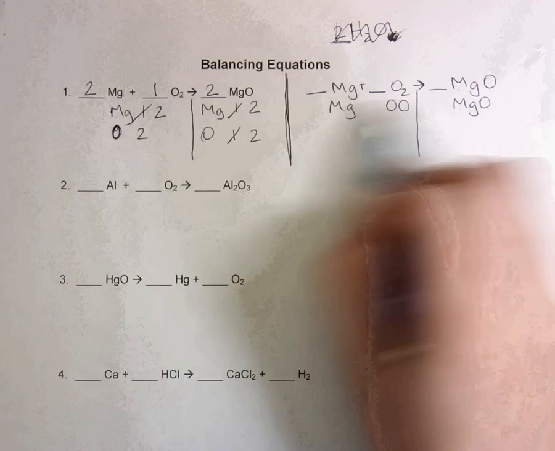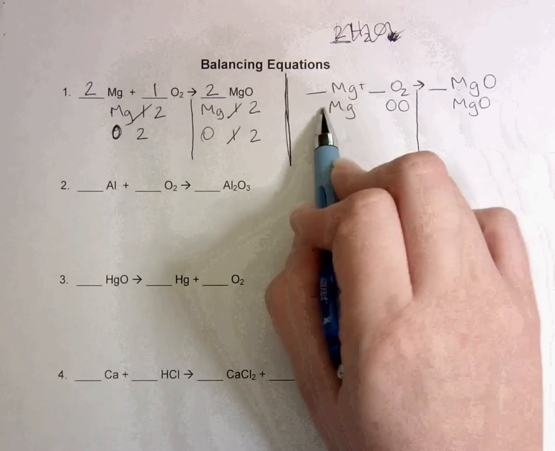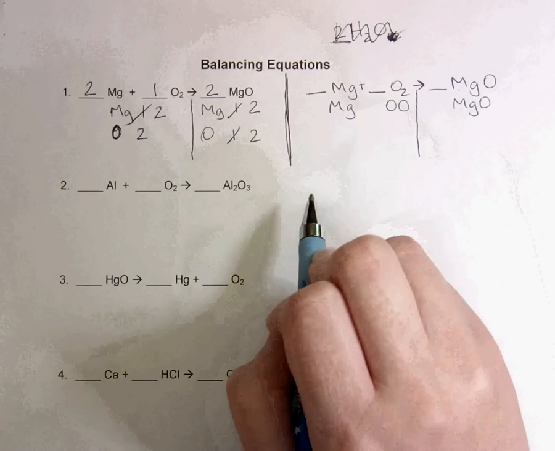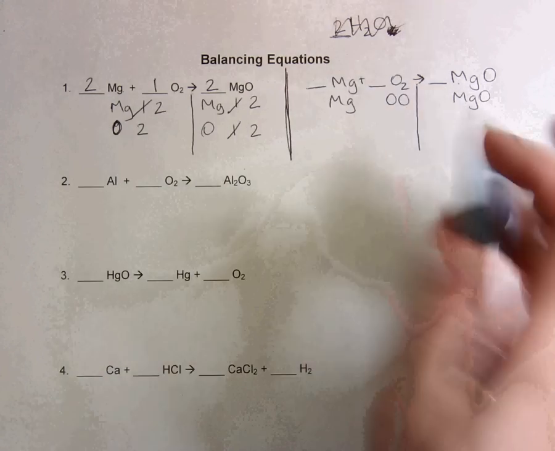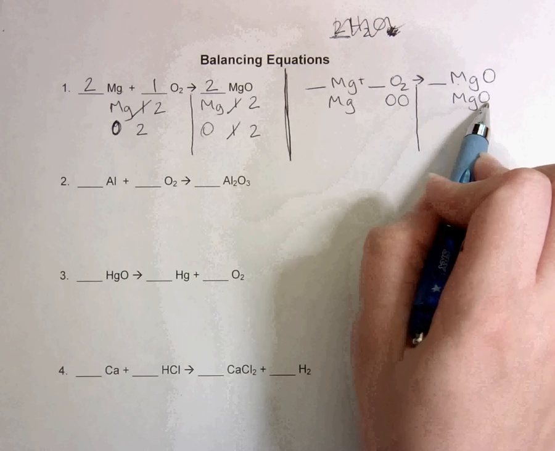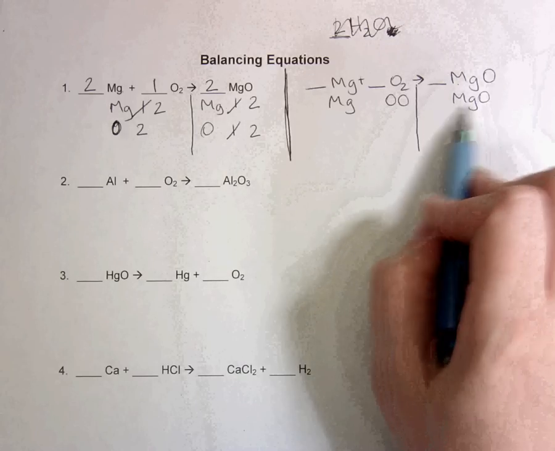If you use this method, make sure they all go on one line when you write these out. So I didn't write my 2 O's one over the other, I wrote them next to each other. Now all I have to do is count. 1 Mg, 1 Mg. 2 O's, only 1 O. Well, that's not enough. What I can do is make copies underneath it.